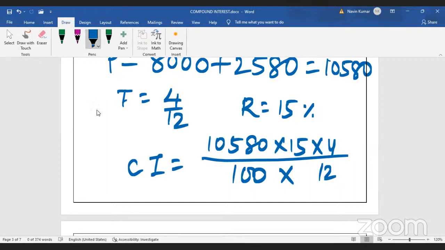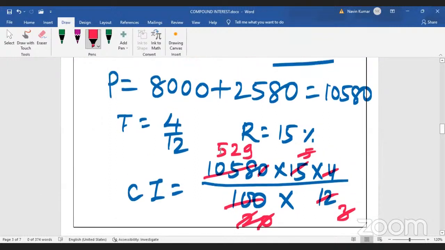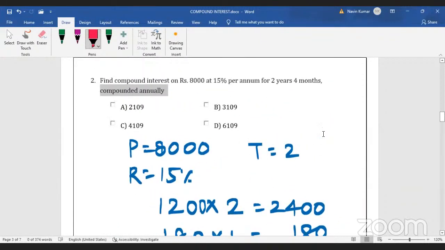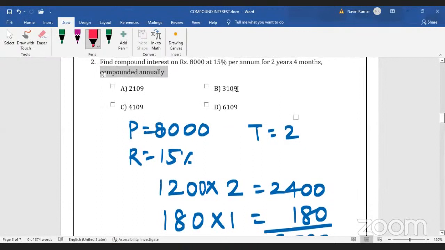तो क्या होगा? सॉल्व करेंगे तो this will be 3 times and 3 into 5 times, 5 into 20 times. 0 से 0 cancel. 529. Okay. So 529 is compound interest here. और पहले कितना था compound interest? 2580. What will be total compound interest? 3,109. This one. Understood? कैसे किया हमने?